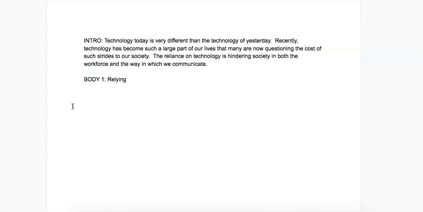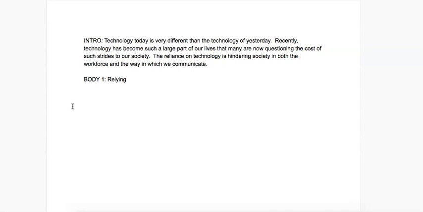So you don't always have to use "in addition," "otherwise," "however," "concluding," "finally," those traditional transition words. You don't always have to use those when transitioning. Sometimes you can just pull a common word from the previous paragraph to start your next paragraph. And that way the flow is continuing for the reader. So I'm going to start with relying.